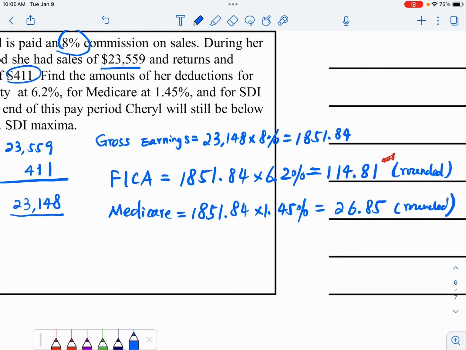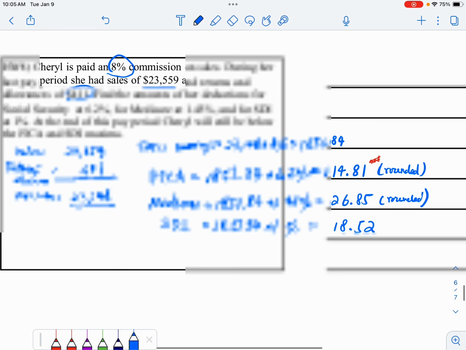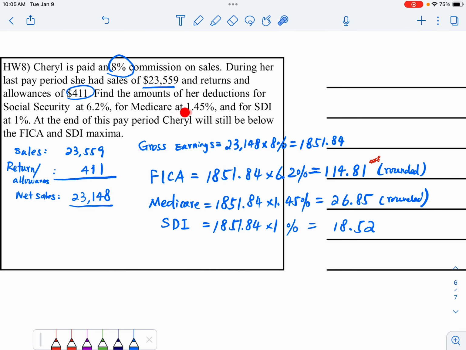And the SDI, which is the 1%, so 1,851.84 times 1%, which is $18.52 in this case. I just ran this, 18.5184 rounded to the cents, which is 18.52. So therefore, that will be all the deductions for each one of those. All right, that's it for this section.